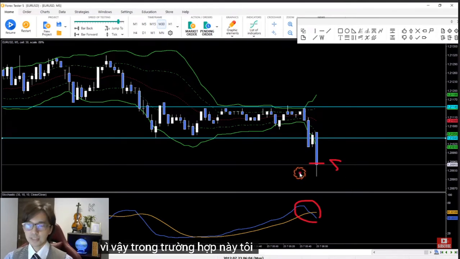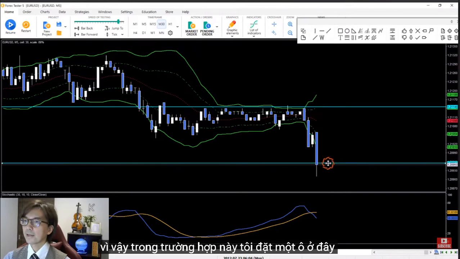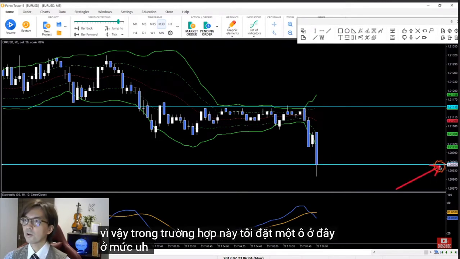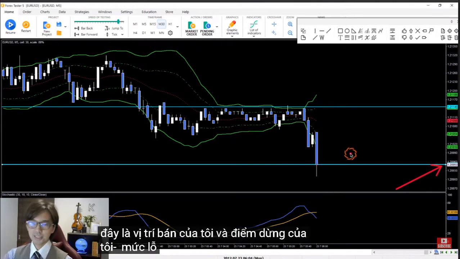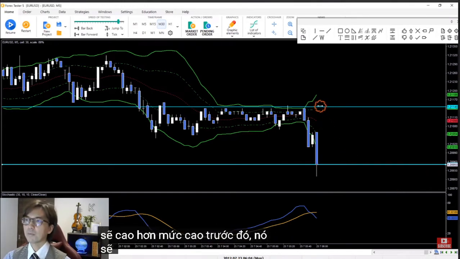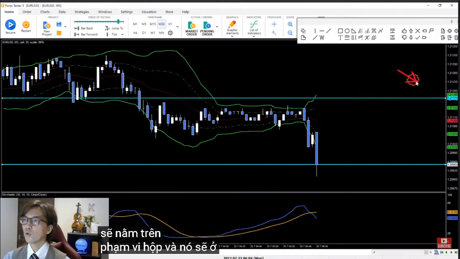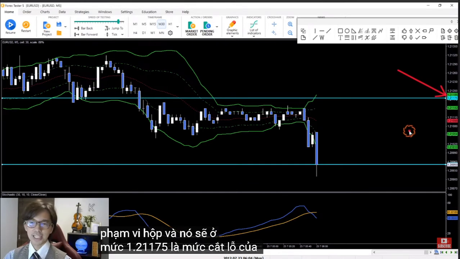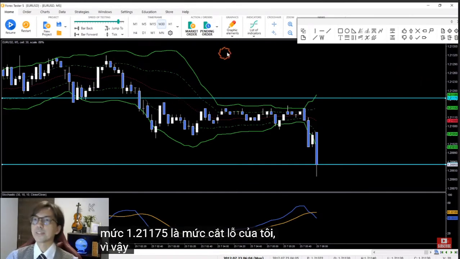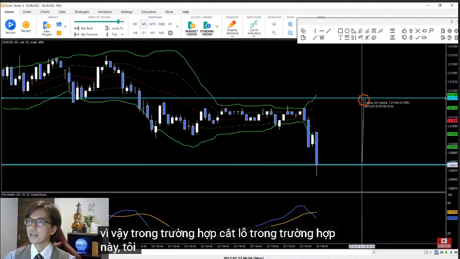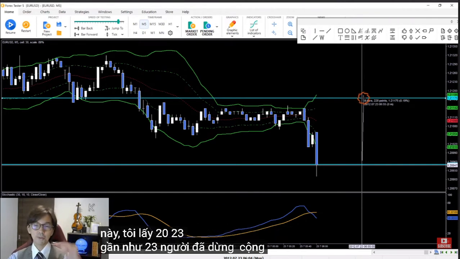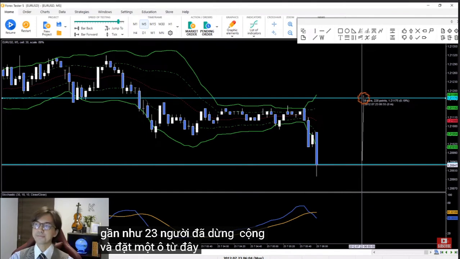So in this case, I place a sell over here at the 1.2095 level. This is my sell position, and my stop loss will be above the previous high. It's going to be above the box range, at the 1.21175 level. So in pips, the stop loss in this case is almost 23 pips, and I place a sell from here.